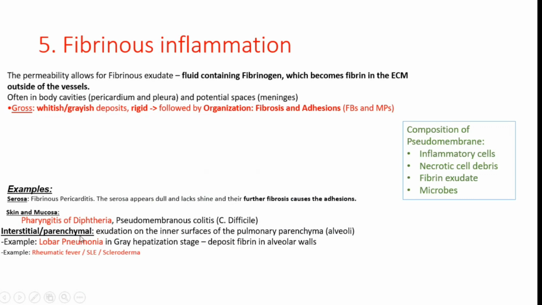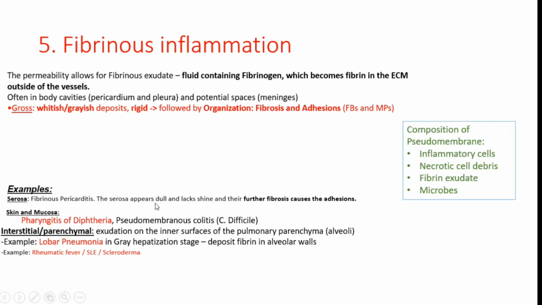The last example for fibrinous inflammation is from the interstitial surfaces, basically exudation on the inner surface of the pulmonary parenchyma in the case of lobar pneumonia, especially in the gray hepatization stage, which is the third stage of lobar pneumonia. It's good to revise the stages of lobar pneumonia to understand this example. So you have deposition of fibrin in the alveolar walls, and if it gets organized, you lose your alveoli basically. It doesn't function anymore. And some more examples are rheumatic fever, SLE, scleroderma.